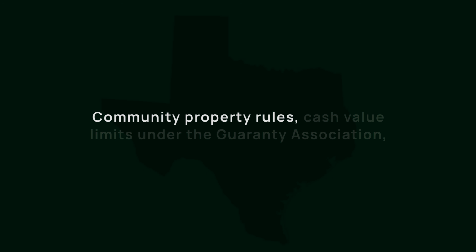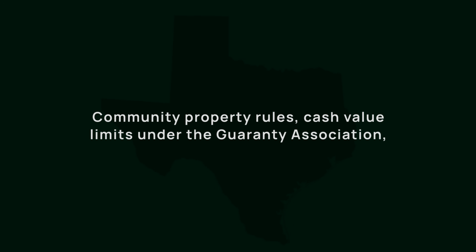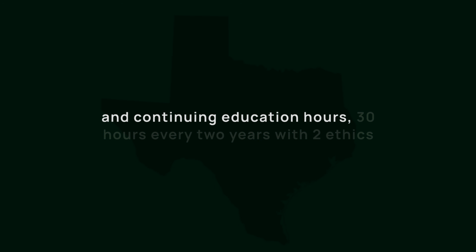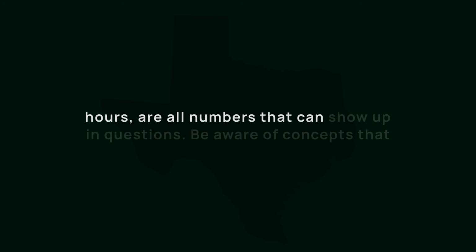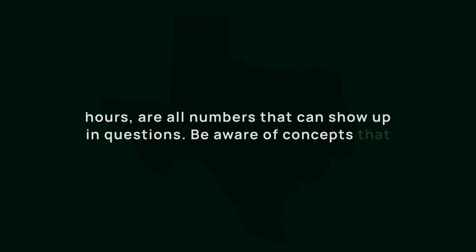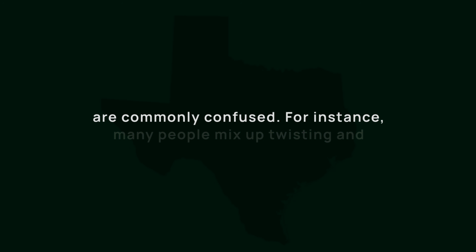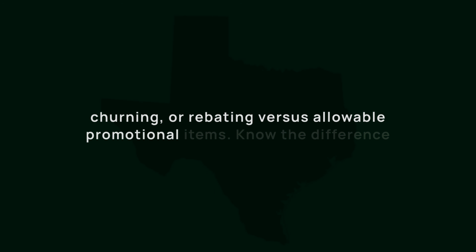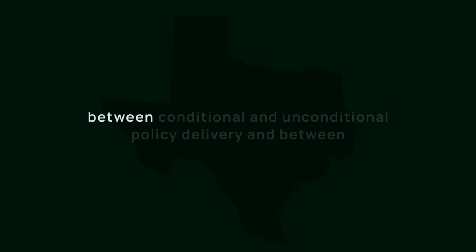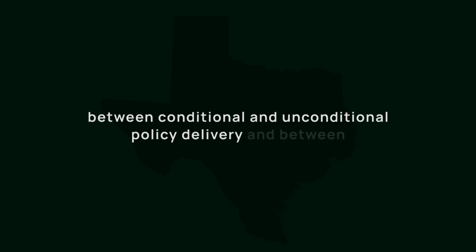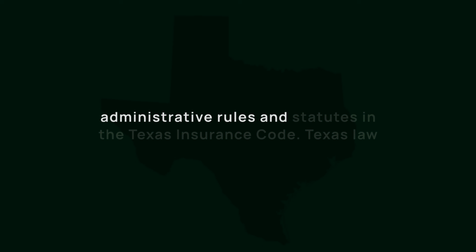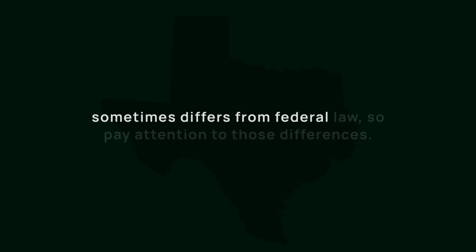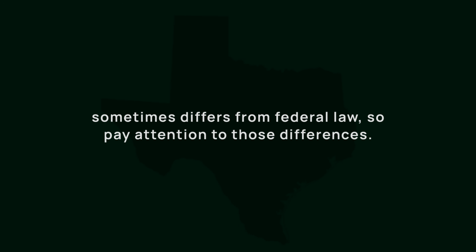Community property rules, cash value limits under the Guaranty Association, and continuing education hours, 30 hours every 2 years with 2 ethics hours, are all numbers that can show up in questions. Be aware of concepts that are commonly confused. For instance, many people mix up twisting and churning, or rebating versus allowable promotional items. Know the difference between conditional and unconditional policy delivery, and between administrative rules and statutes in the Texas Insurance Code. Texas law sometimes differs from federal law, so pay attention to those differences.